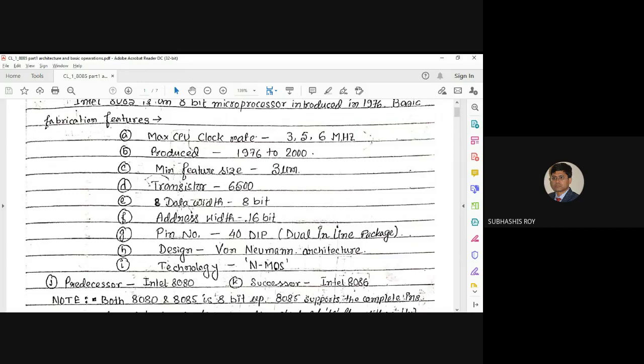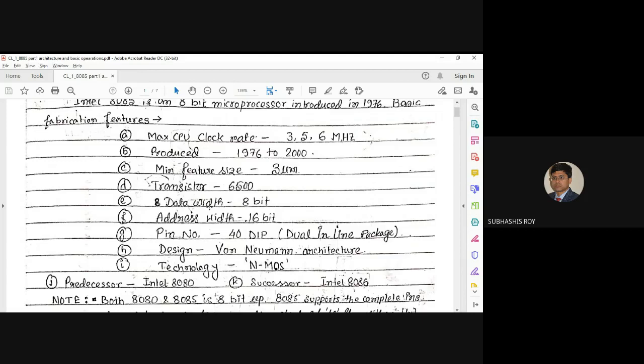Next is the size of the data bus and address bus. The data bus here is 8-bit and the address bus is 16-bit. What is the use of the data bus? It is used to transfer data from the microprocessor to memory or other I/O devices, or from I/O devices or memory chip to the microprocessor. And what is the function of the address line? Its function is to point to a particular address location in the memory chip or I/O devices.